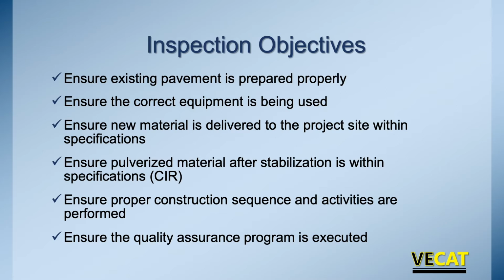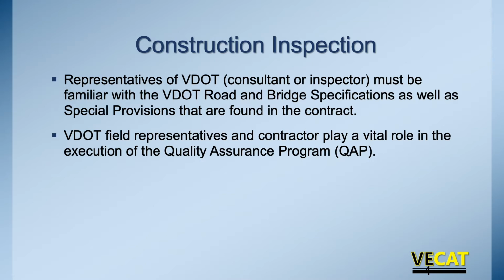We're making sure that the stabilization is done right in the cold in place process. We've got the proper construction sequence and all the activities are being performed. And last but not least, making sure that the QA program is actually being executed. So what is a construction inspection in all this process? Well, if you're an inspector, you're representing VDOT or the owner. So that could be a consultant employee, it could be a VDOT employee, but you're representing the owner and you're making sure that the spec book's being followed as well as any special provisions, anything in that contract document is being performed properly. VDOT's field reps and the contractor, though, both play a role in the QA program, and we'll touch on that later in this module.